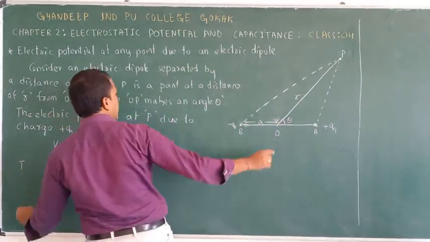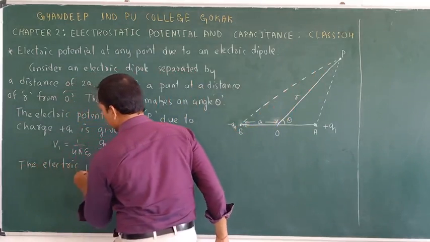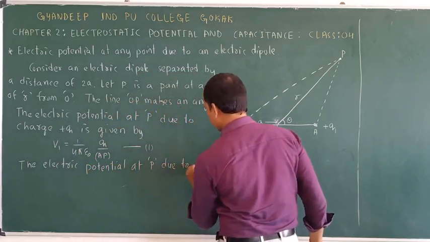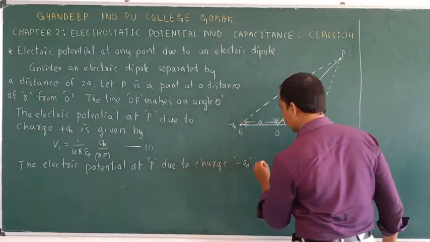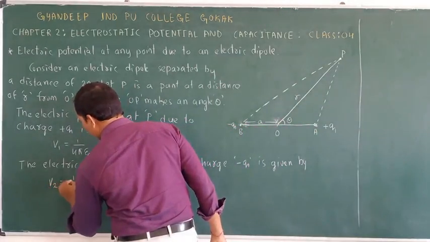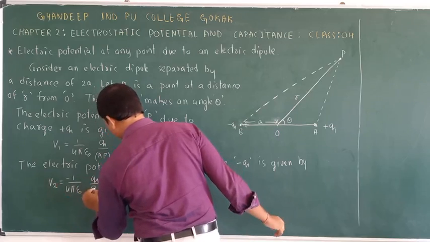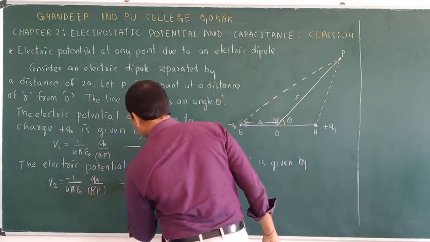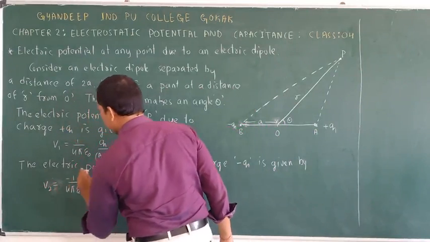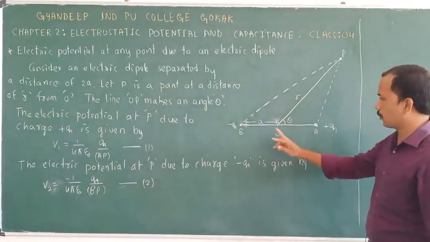Similarly, you can find the potential at point P due to charge minus q. The electric potential at P due to charge minus q is given by V2 is equal to 1 divided by 4 pi epsilon, minus q divided by the BP distance. This is equation number 2. Here I get a minus sign because of the negative charge, so the potential will be negative. If the charge is negative, the potential is negative; if the charge is positive, the potential is positive. So the potential due to this one is positive and the potential due to this one is negative.